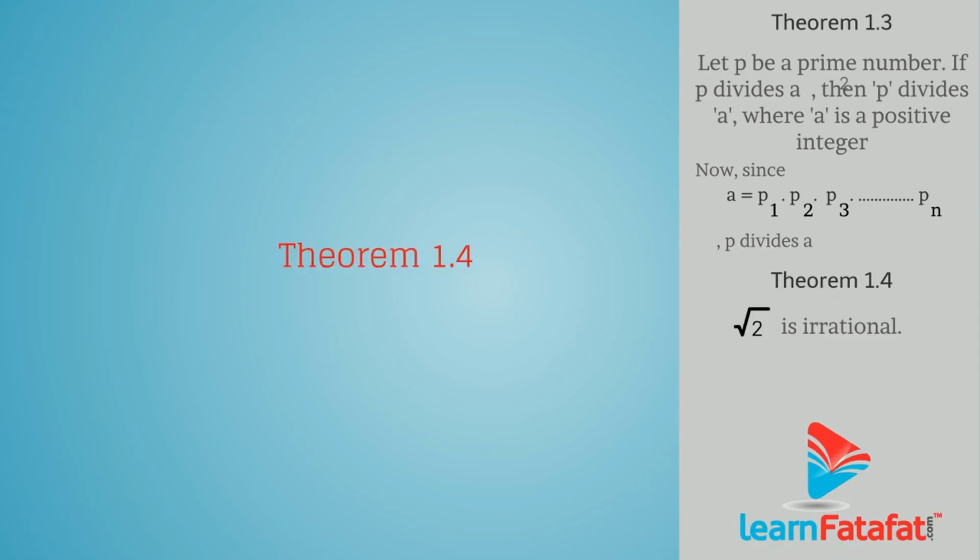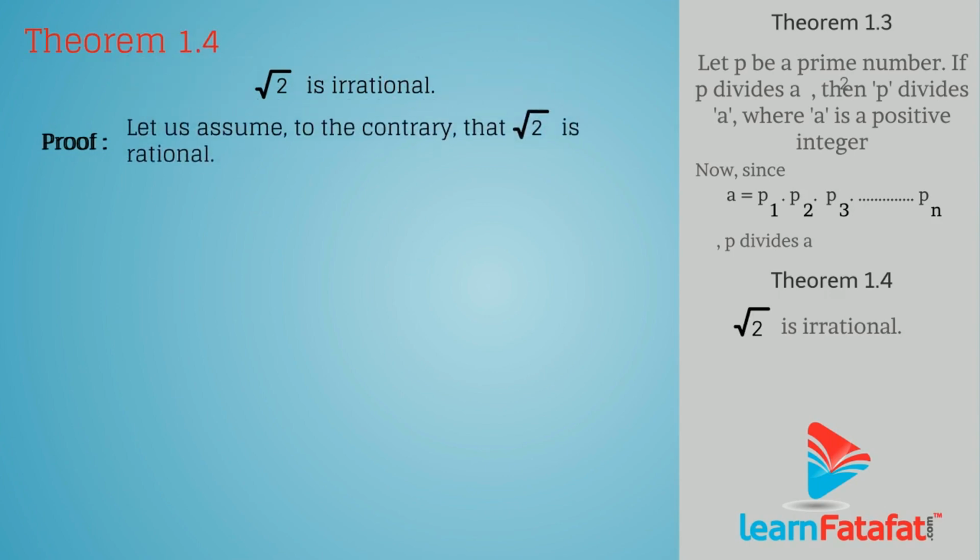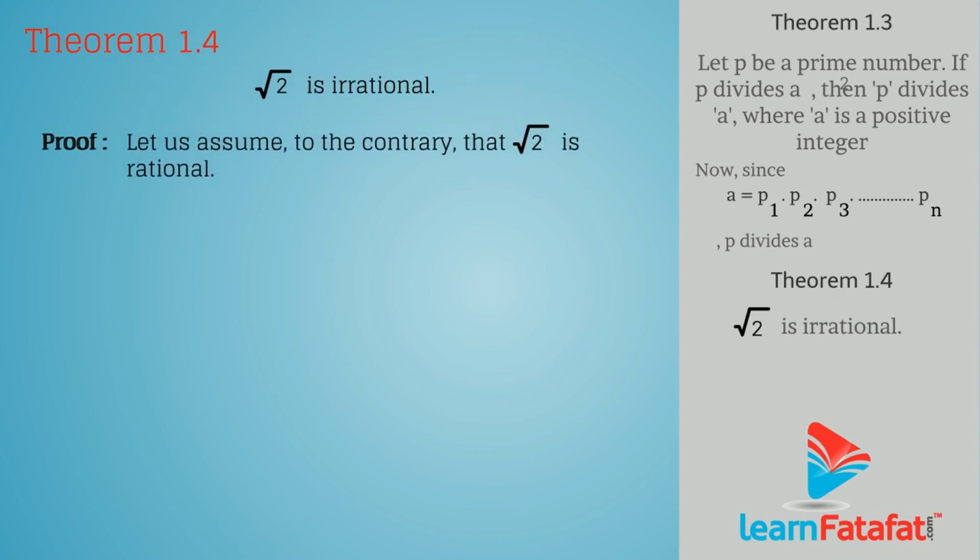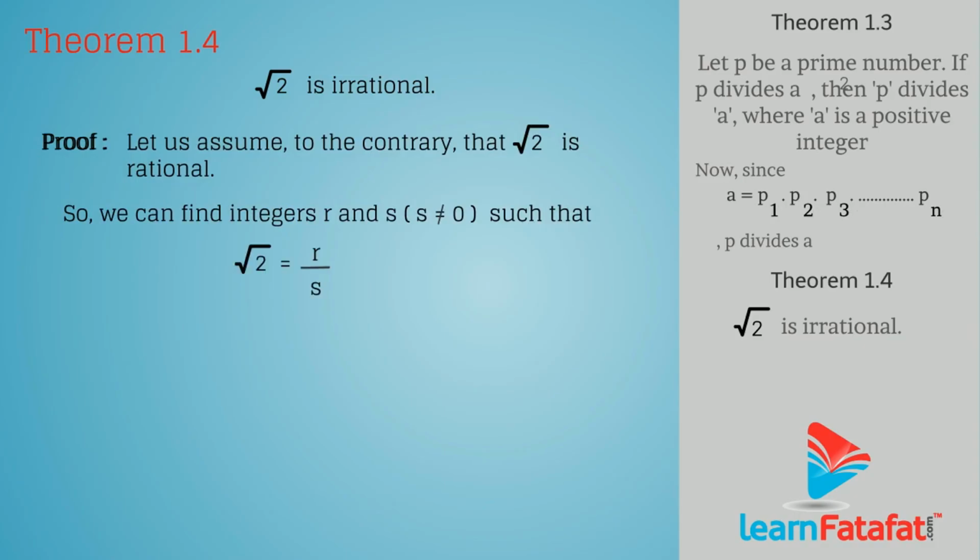Theorem 1.4. Root 2 is irrational. Proof. Let us assume to the contrary that root 2 is rational. So, we can find integers r and s, where s is not equal to 0, such that root 2 is equal to r/s.